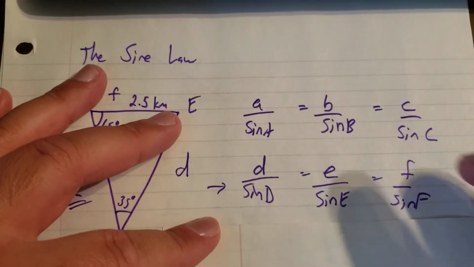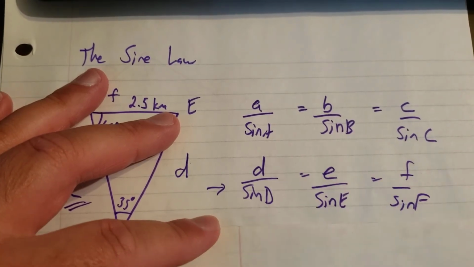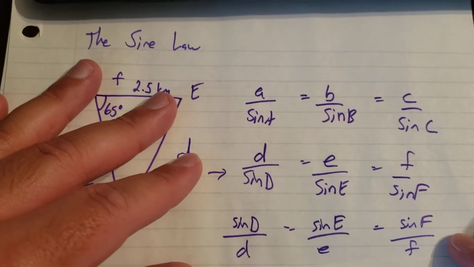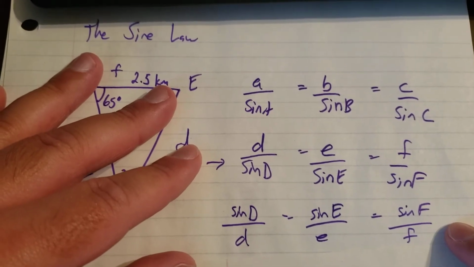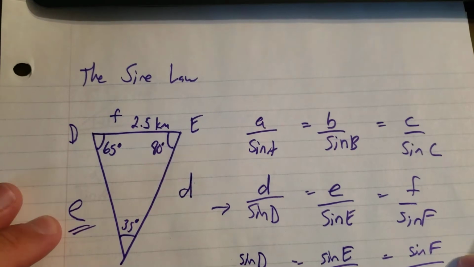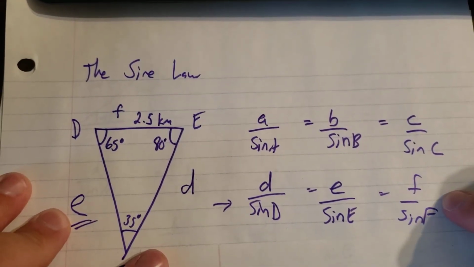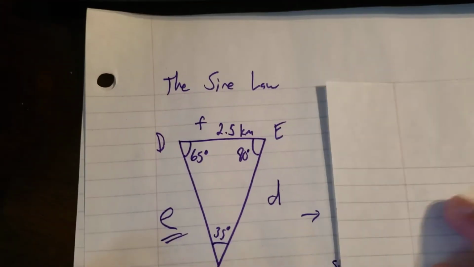But if you get on a test and you can't remember which one goes on top, whether it's the side length or the angle, it doesn't really matter. I could write it like this as well, and when I go to cross multiply, I still end up with the same answer, actually. Okay? So I'm actually going to take this form and use it to solve this one. I'm just going to write this down again over here.